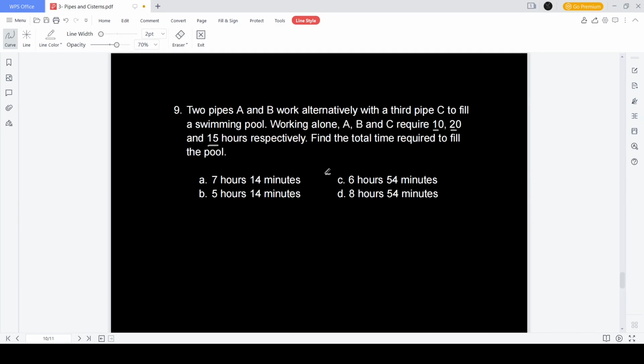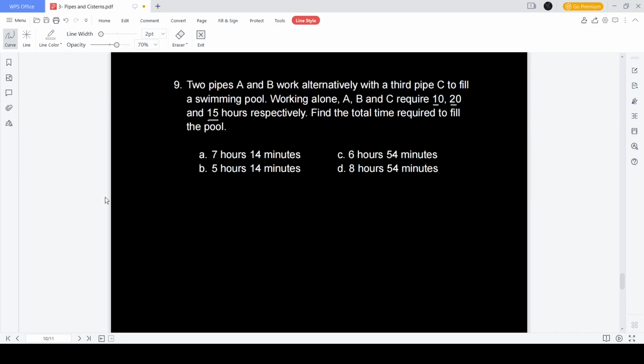Next question. Two pipes A and B work alternatively with a third pipe C to fill a swimming pool. Working alone, A, B, and C require 10, 20, and 15 hours respectively. Find the total time required to fill the pool. What they mean is first A and C work together, then B and C work together, and so on. The cycle repeats. So we need to find how much time it takes.